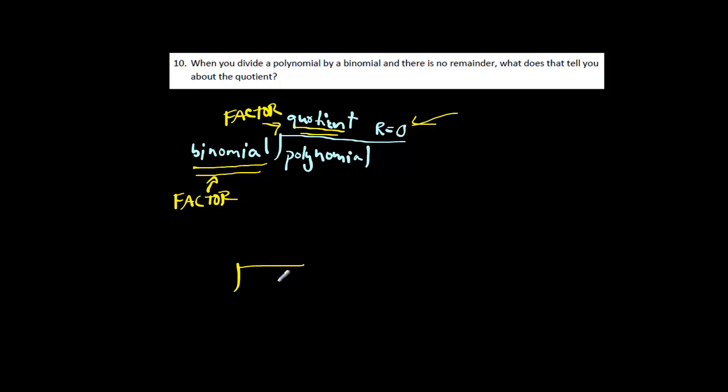If you consider something like 30 divided by 2 is 15 with a remainder of 0. This tells you that 2 and 15 are both factors of 30. So that's all you would have to say. The quotient, well, you would write it in a complete sentence. If you divide a polynomial by a binomial and there is no remainder, you can conclude that the quotient is a factor of the polynomial. And that's all you'd have to say.